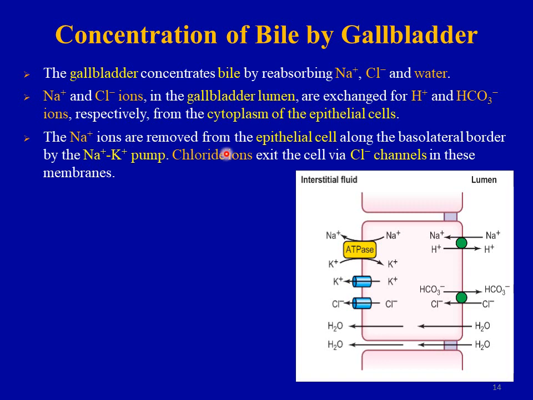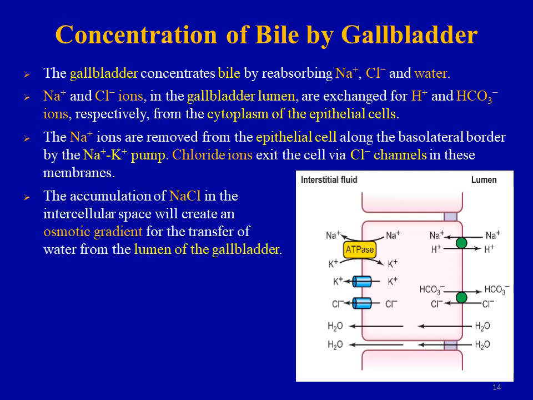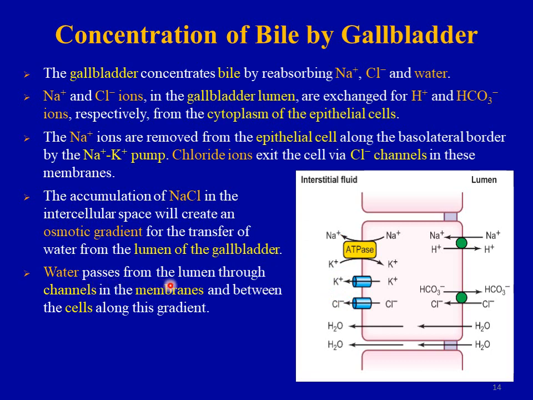The sodium ions are removed from the epithelial cells along the basolateral border by the sodium-potassium pump, and chloride ions will exit the cell via the chloride channels in the basolateral membrane. The accumulation of sodium chloride in the intercellular space will create an osmotic gradient for the movement of water from the lumen of the gallbladder into the interstitial space. Water passes from the lumen through the channels in the membranes and between the cells along this gradient. As you know, we have channels in this plasma membrane that allow water to pass, and we call them aquaporins.